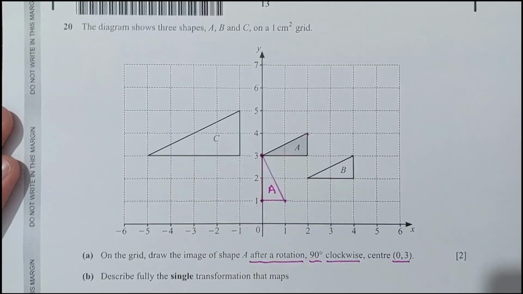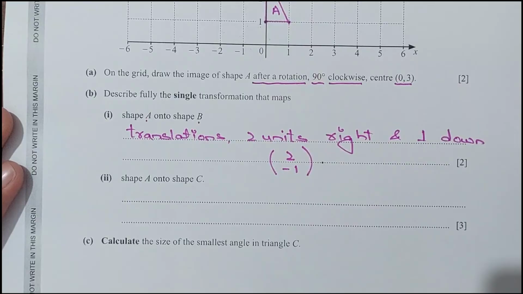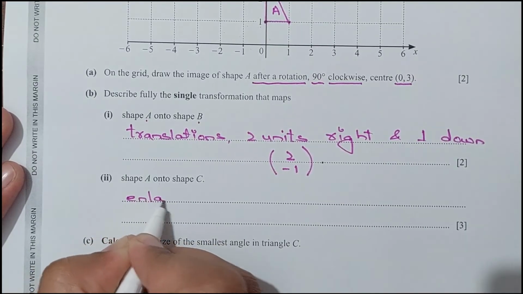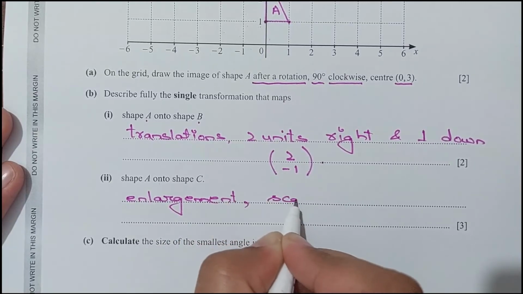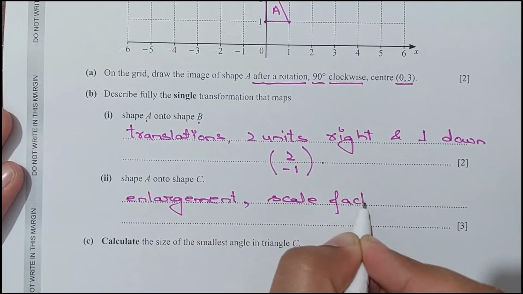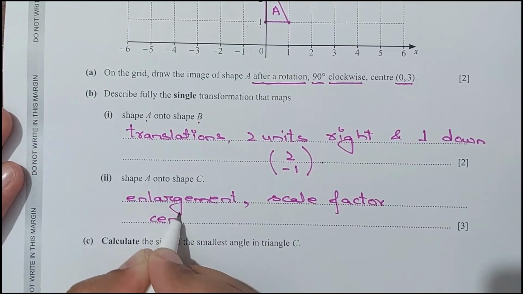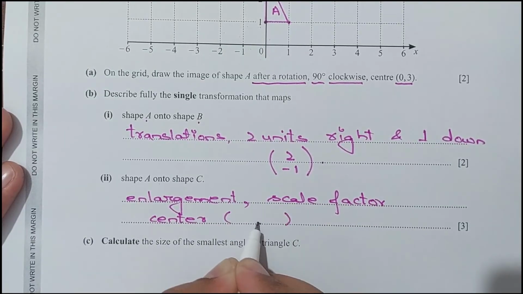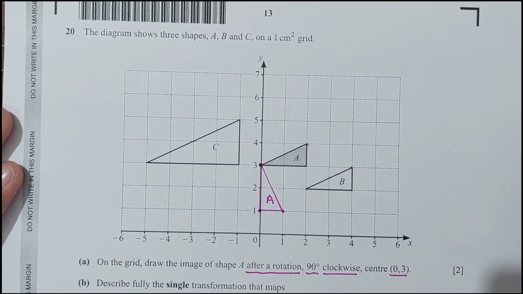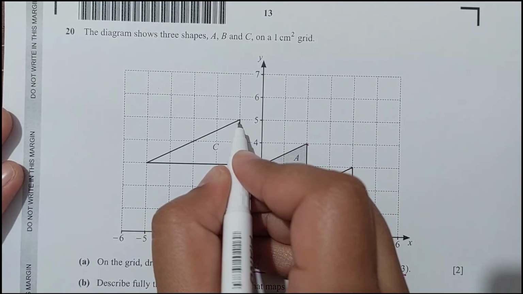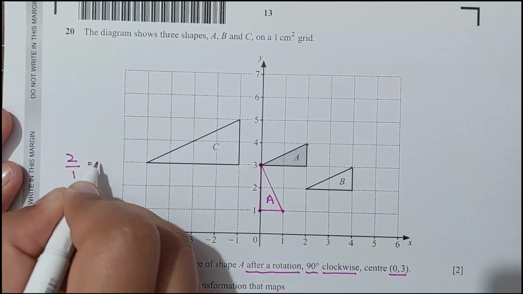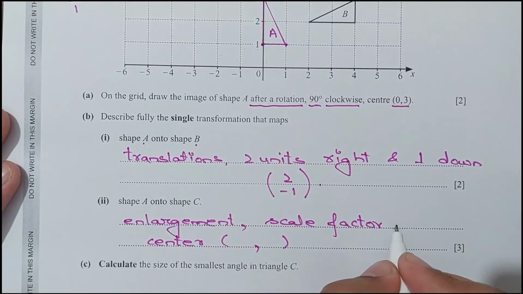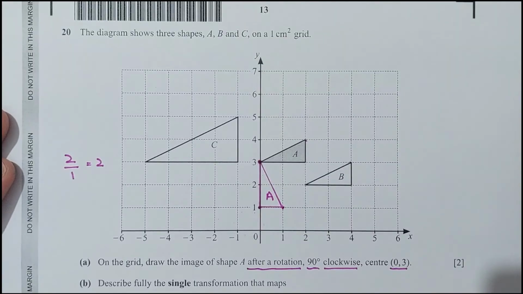Number 2, shape A onto C. A to C, obviously it is an enlargement. We have to find the scale factor and the center of enlargement. This is an enlargement with some scale factor and some center. We can find the scale factor from the enlarged shape and the original shape. The enlarged shape is 2 and the original shape is 1, so the scale factor is 2. Let's find the center of enlargement.